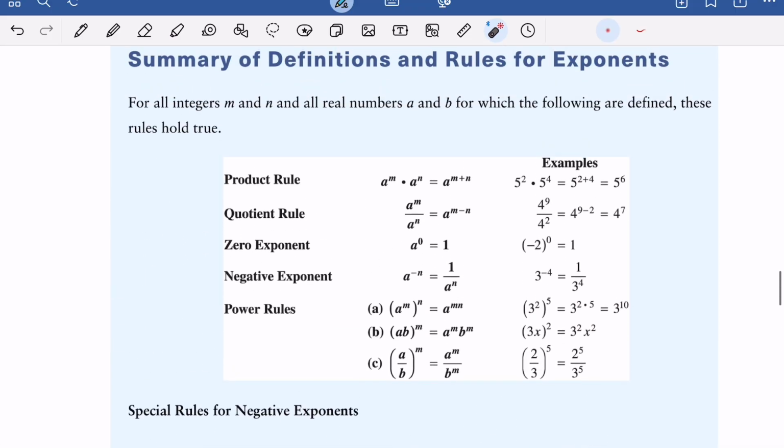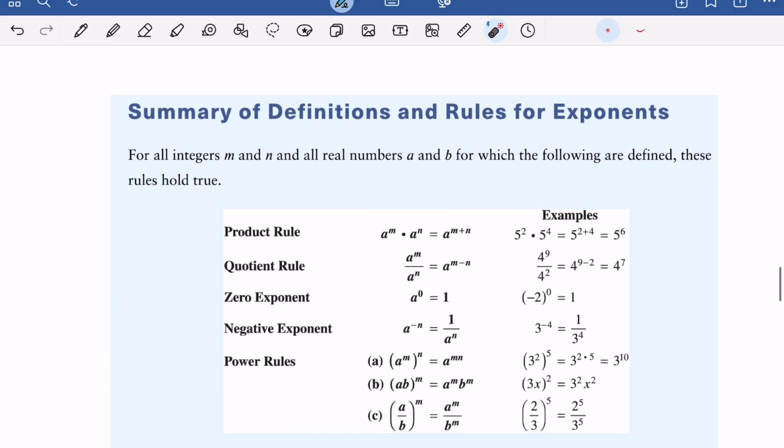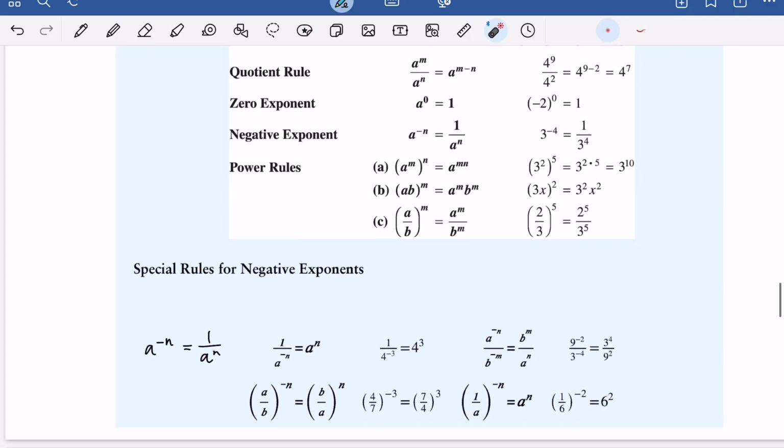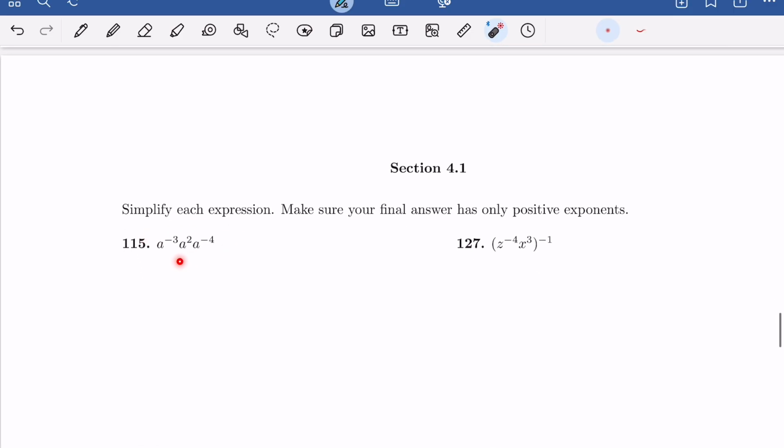So going back up to this summary here, our product rule says that if we're taking the product of two exponential expressions that have the same base, then in order to simplify this, we're going to take that base and raise it to the sum of these exponents, this m plus n. So we're going to do the same thing here. In order to simplify this, we're going to take our base of a and raise it to the sum of these exponents.